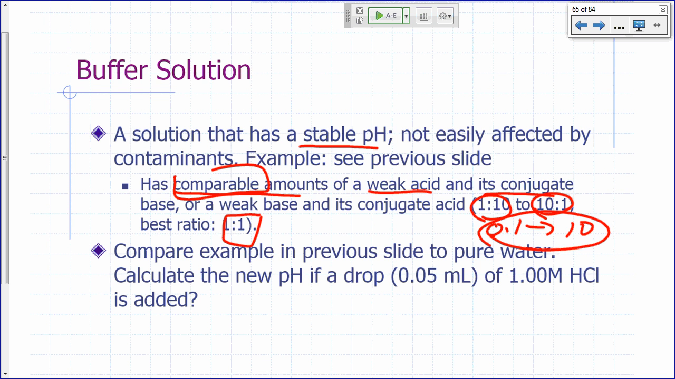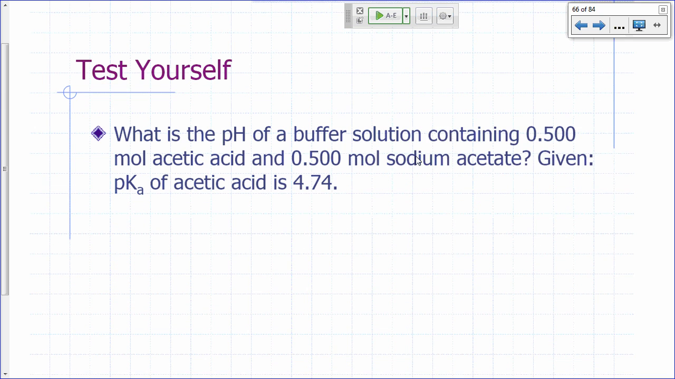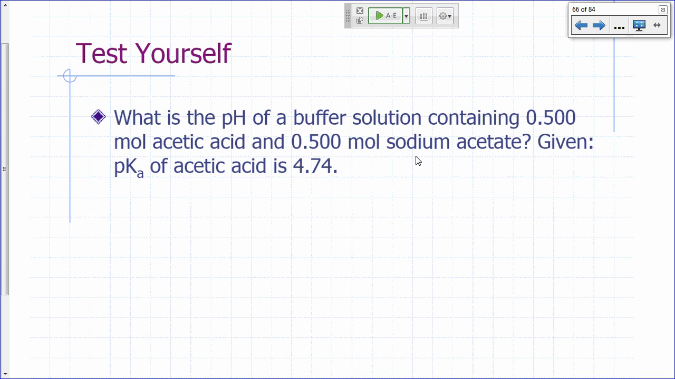Okay? We did look at an example, and we compared it with just pure water that had a pH of 7, where a single drop of HCl, the same amount of HCl added to it, caused the pH to drop from 7 to 3. That's a big jump if you just have pure water. So if your solution is not buffered, it has a tendency to change pH drastically with just a little contamination with an acid or a base. Okay? So how do you calculate the pH of a buffer solution?